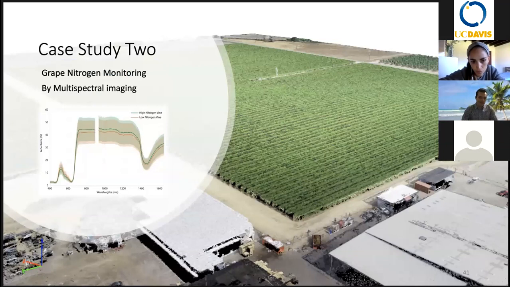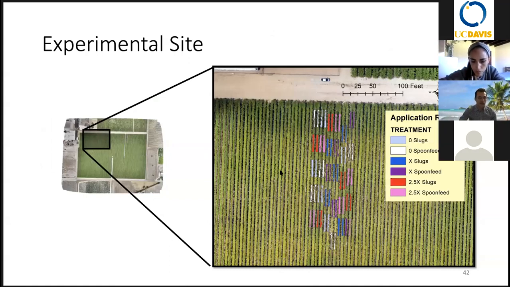The second case study that I'm going to talk about is for table grape, and we want to monitor nutrition status in table grape. So for this research, we selected a vineyard, and we created some experimental plots in which we applied different amounts of nitrogen to each of these plots. We applied no nitrogen, replacement nitrogen from last year, and 2.5 times the replacement from last year.